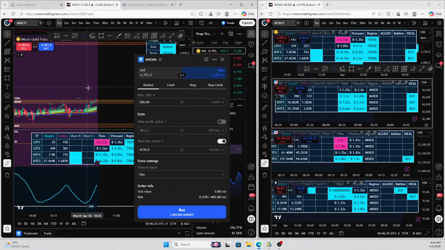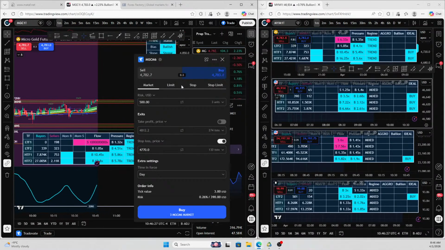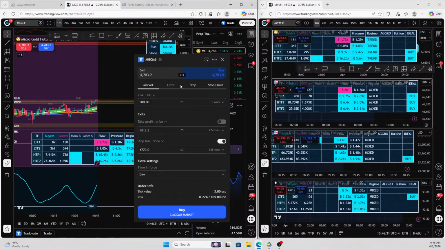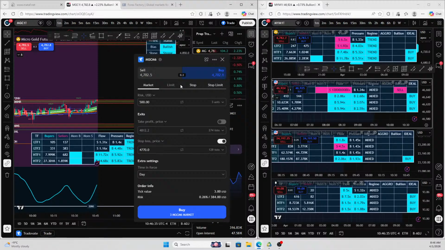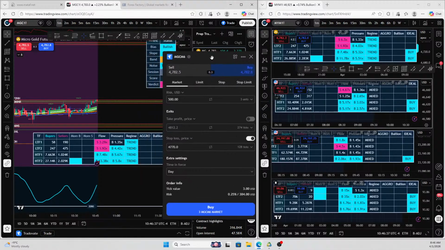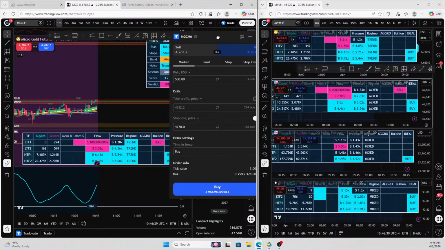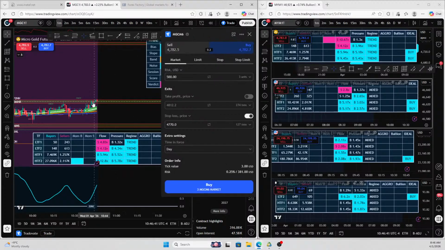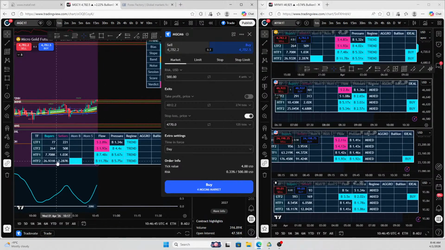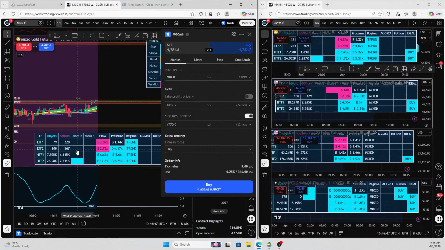So if it's supported with volume, okay, a close above this level is the key for us right now. We're not in a rush. We want to wait for a close above this level, and that's when we want to be looking for a trade setup. But everything is pointing towards a buy right now.